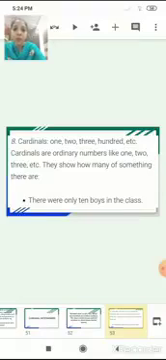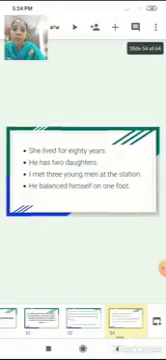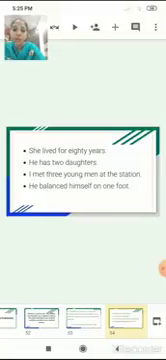They show how many of something there are. So there were only 2 boys in the class. There were only 5 pens. There were only 5 pens kept on the table.